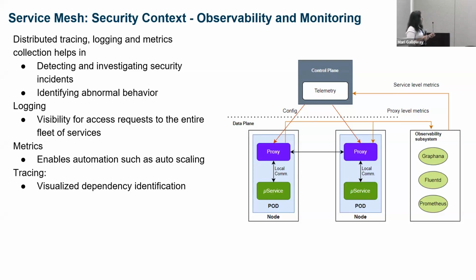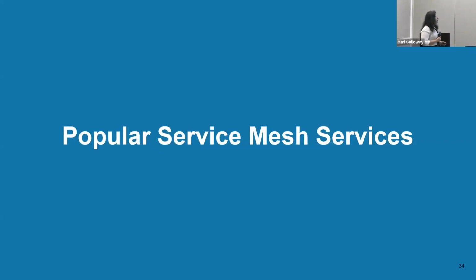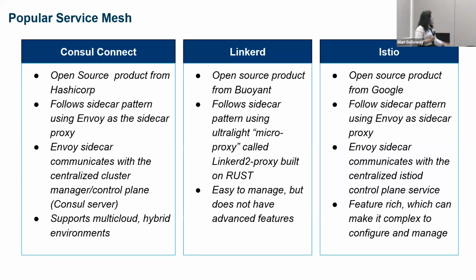So that's another great feature that is provided by the service mesh. Now, what are some of the popular service meshes out there in the industry? There are tons and tons of service mesh services out there in the market, but here I am presenting three major, popular ones: Consul Connect, Linkerd, and Istio. These are all open source products.